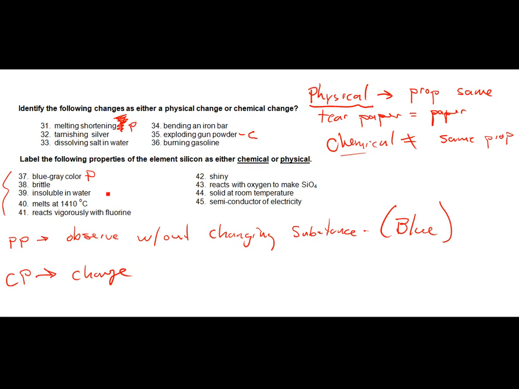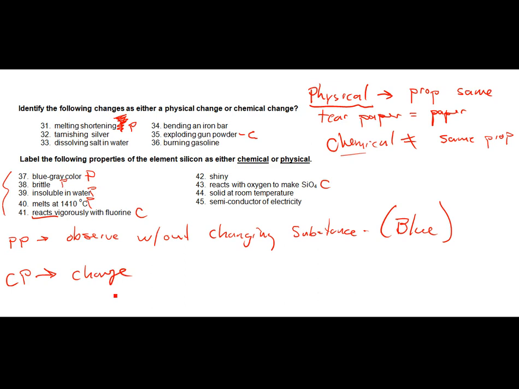All right, so this gets a little bit tricky, but if you ever see the word reacts vigorously, so reacts, that must be a chemical property. There it reacts again. Everything else is going to be physical. All right, those are very simple.